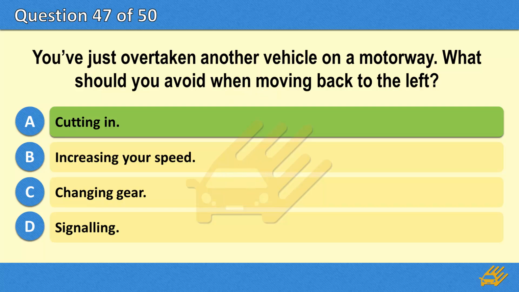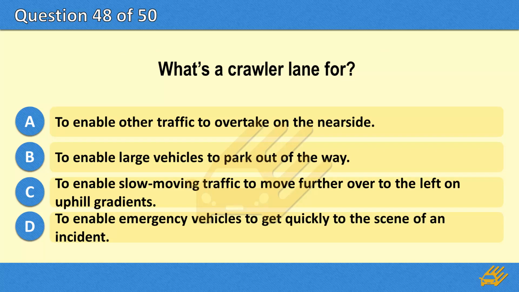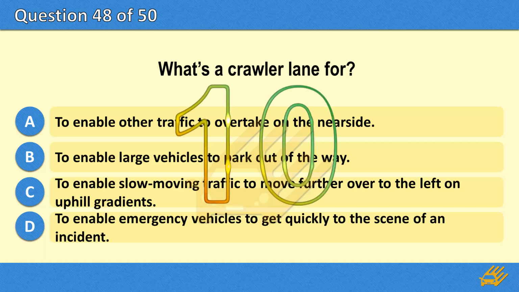The correct answer is A. Cutting in. What's a crawler lane for? A. To enable other traffic to overtake on the near side. B. To enable large vehicles to park out of the way. C. To enable slow-moving traffic to move further over to the left on uphill gradients. D. To enable emergency vehicles to get quickly to the scene of an incident.